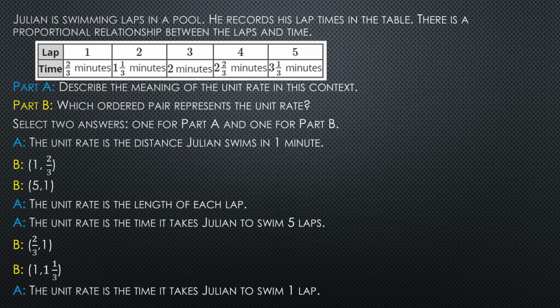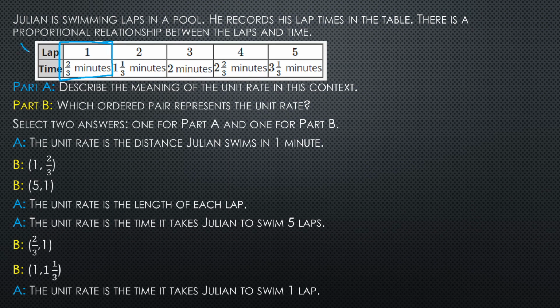Our next question is a part A and part B. Remember that you are only picking one A and one B. You're not picking 2 of both. There's only one right answer for each of the questions. This one says that Julian is swimming laps in a pool and he records his lap times in the table. There is a proportional relationship, which means that there's a unit rate. And let's use this unit rate to help us answer these questions.